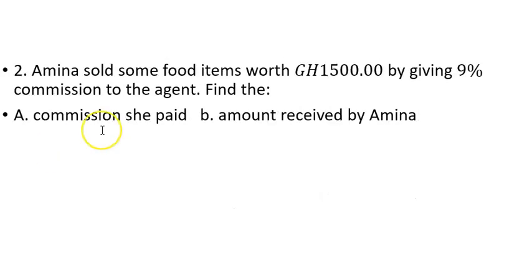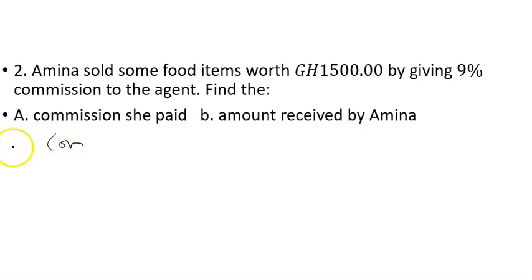Next is, Amina sold some food items worth 1,500 Ghana cedis by giving 9% commission to the agent. Find A, the commission paid to the agent, then B, the amount received by Amina. Very simple question. So we're going to look at how much the agent received and how much is left for Amina. So the first thing is to find the commission given to the agent.